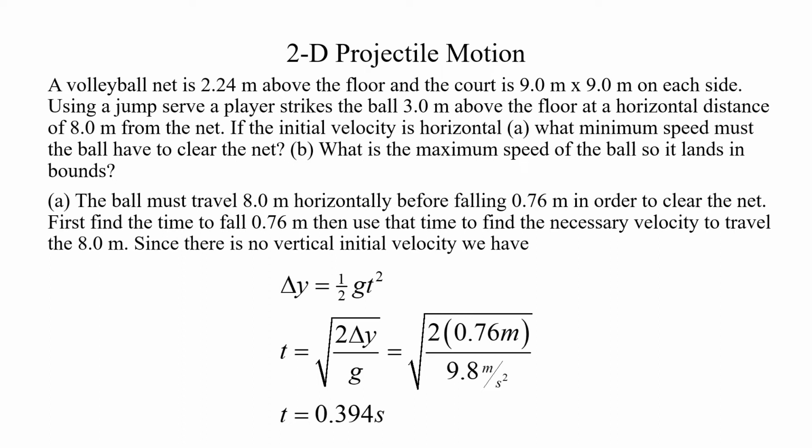And so we have delta y is 1/2 gt squared. So multiply by 2, divide by g, take the square root. So we get t equals the square root of 2 delta y over g. So we have the square root of 2 times the distance it falls, 0.76 meters, divided by g. And the time then is 0.394 seconds. So it has to get to the net in 0.394 seconds or less in order to clear the net.